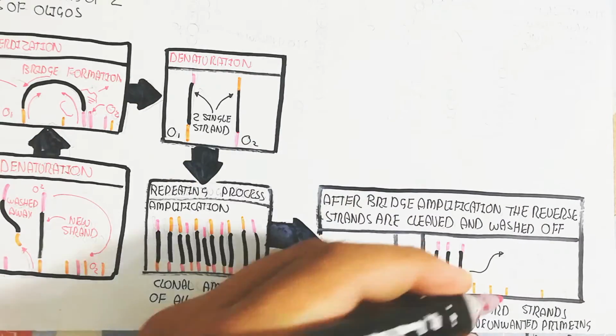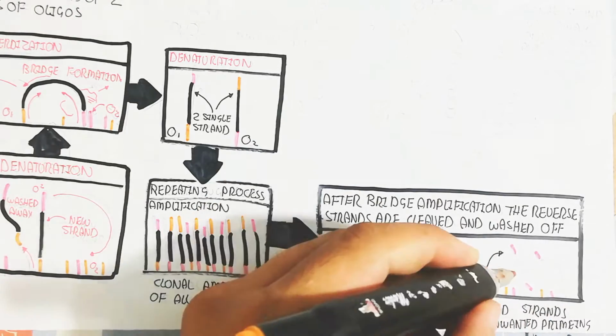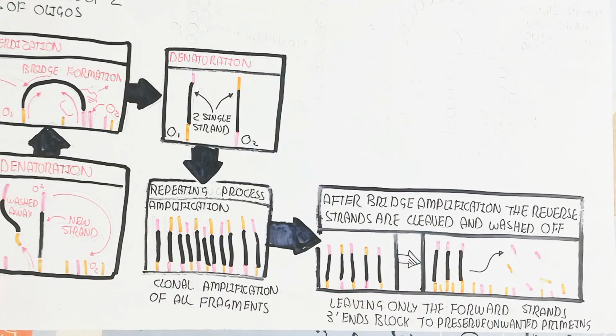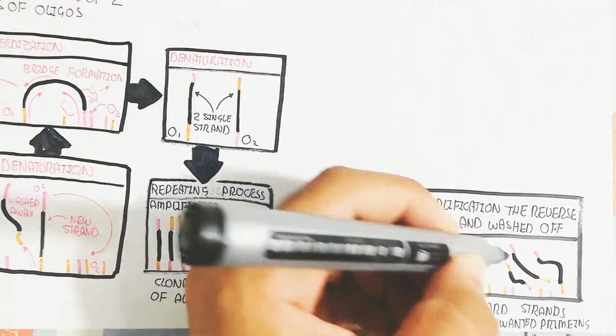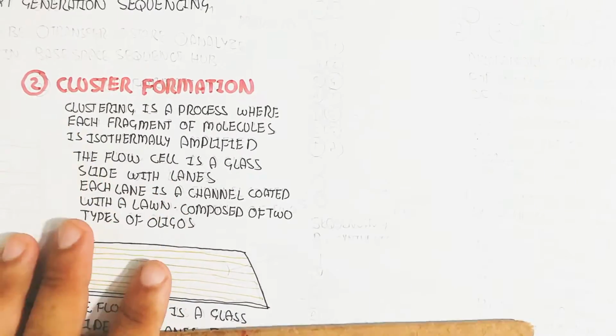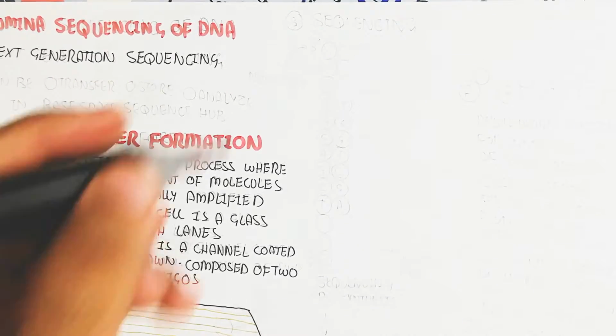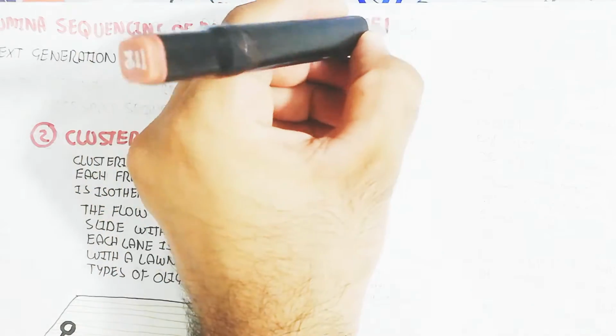So let's begin to understand the sequencing method and sequencing process we will learn. Again I am repeating, after bridge amplification, the reverse strands are cleaved and washed off, leaving only the forward strand with a 3 prime end block to prevent unwanted primer binding.